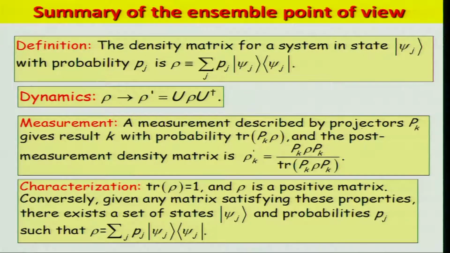A measurement can be described by projectors Pk which give result k with probability trace of Pk rho, and the post-measurement density is rho k prime, which is Pk rho Pk over trace of Pk rho Pk. It can be characterized by the fact that trace rho is equal to 1 and rho is a positive matrix. Conversely, given any matrix satisfying these properties, there exists a set of states ket psi j and probabilities pj such that rho is equal to the summation over j of pj times the outer product of psi j.